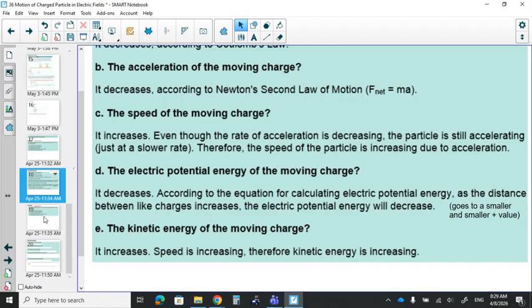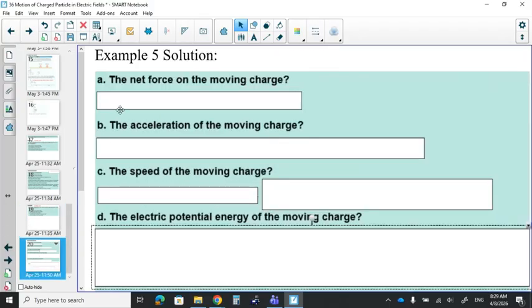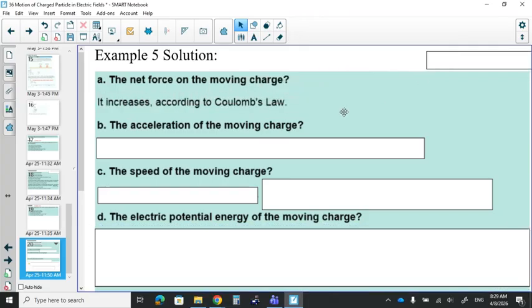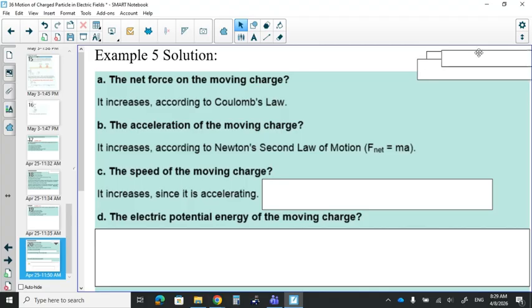In comparison to an attraction case, I'll have a summary page coming up that points out that it kind of seems like a contradiction here, but it's really not. So we have a negatively charged particle attracting to a positively charged plate. And so what's the net force on the moving charge, and so on? What happens to the net force? Well, the net force as you're going closer and closer is going to increase, right? Because you're getting closer and closer. So the acceleration is going to increase, and the speed is going to increase, right? And it's increasing more and more this time.